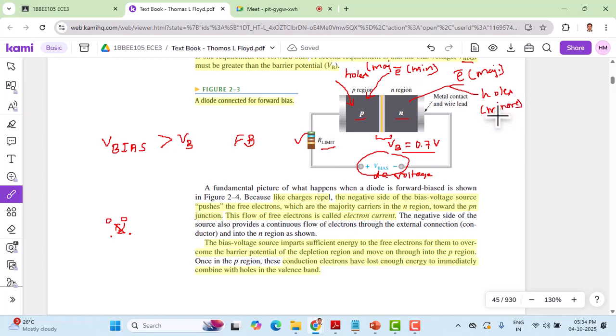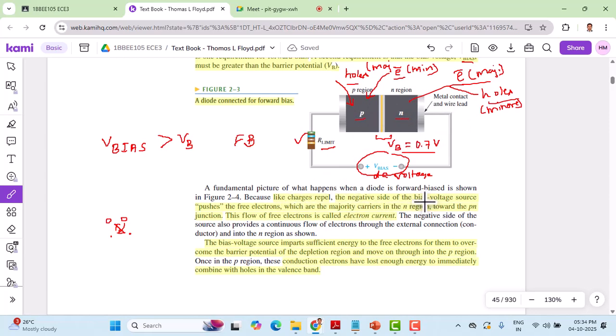So in an N-type or P-type semiconductor, there exist two types of charge carriers. In a P-type, holes are majority, electrons are minority. In an N-type semiconductor, electrons are majority, holes are minority charge carriers. To understand the current flow in a semiconductor material, we should know how this electron and hole movement happens in the P-type and similarly in the N-type.